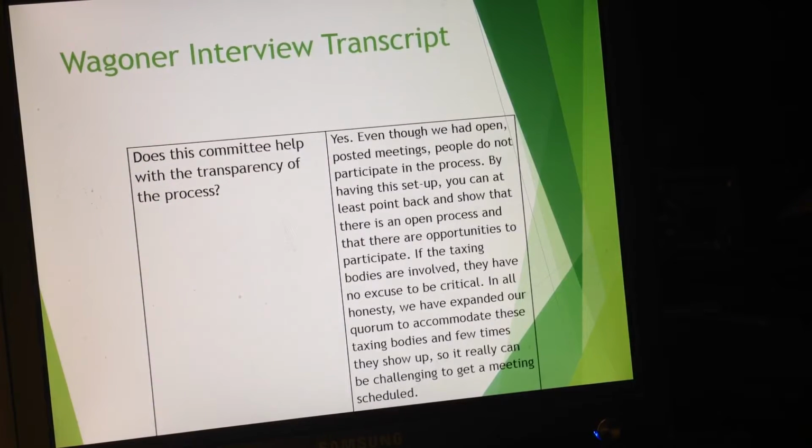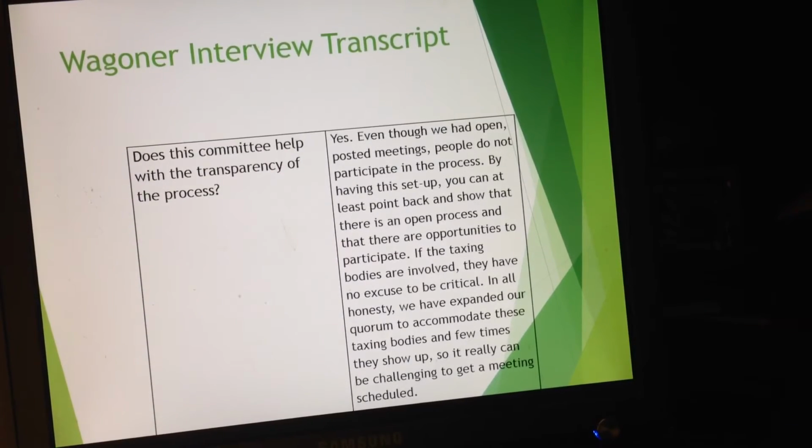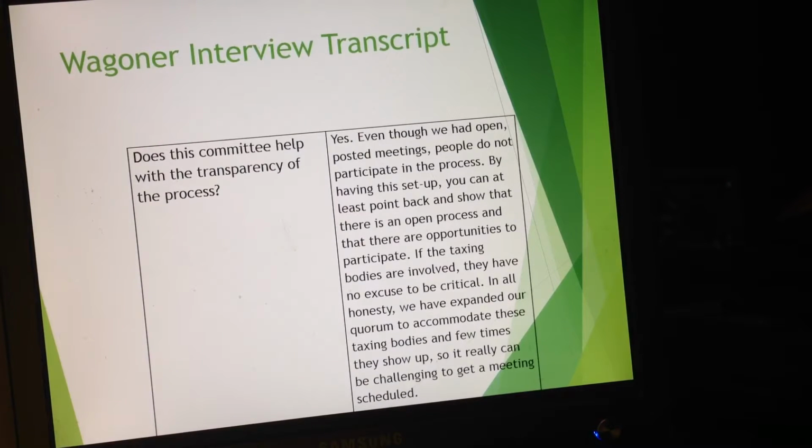Then I asked him, does the committee help with the transparency of the process? And he felt that it really did, because it allowed people the opportunity to come in and have a voice. It allowed community members, not even elected officials or representatives, to come in and speak out against a certain project if they want. And the city would do their part, and they would post it around the town, and they would let people know that these meetings were happening.